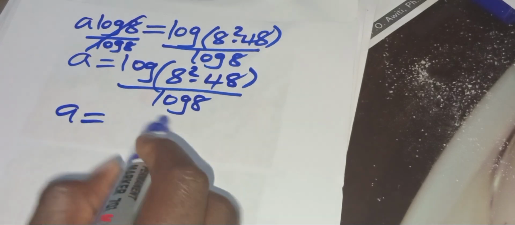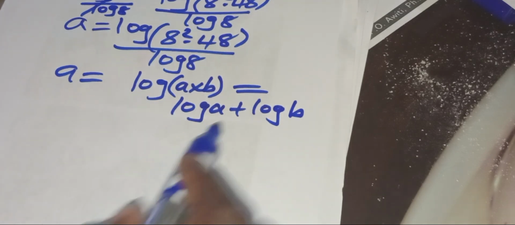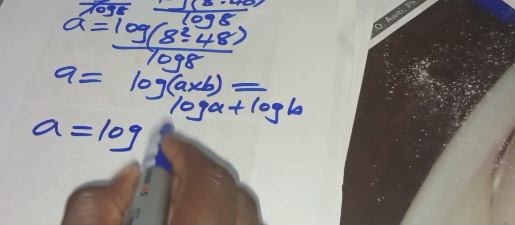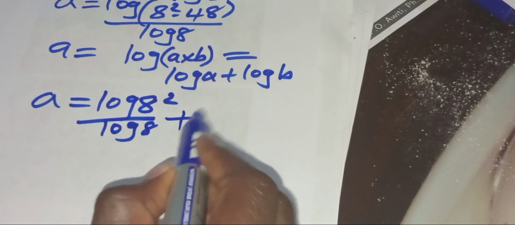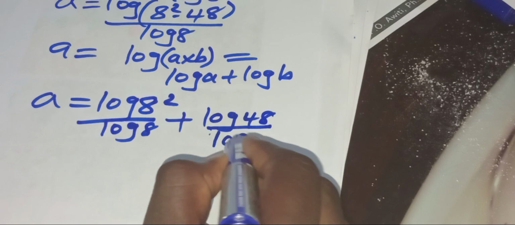divided by log 8. Now log of 8 to the power 2 multiplied by 48 is in the form of log a multiplied by b, which we can express as log a plus log b. Applying this logarithm property, a is equal to log 8 to the power 2 divided by log 8 plus log 48 divided by log 8.